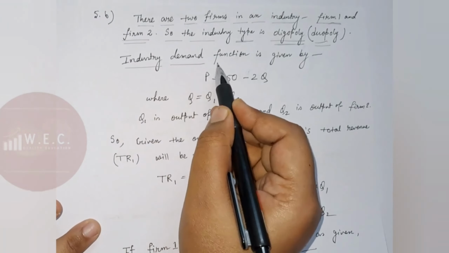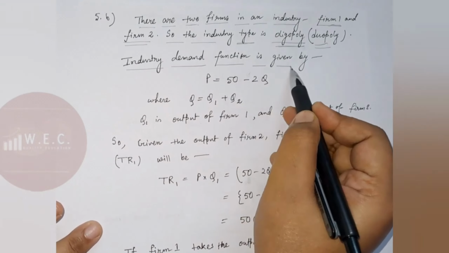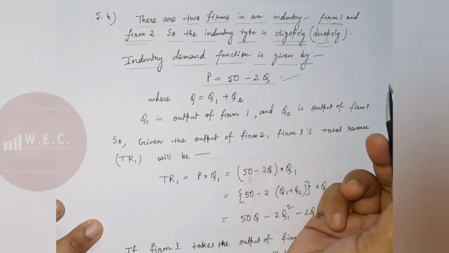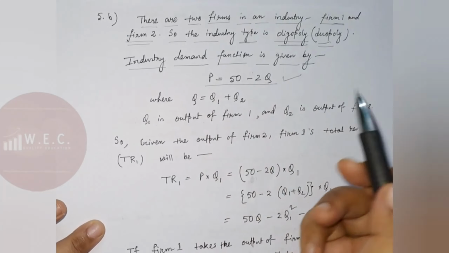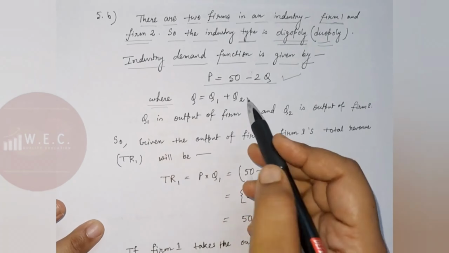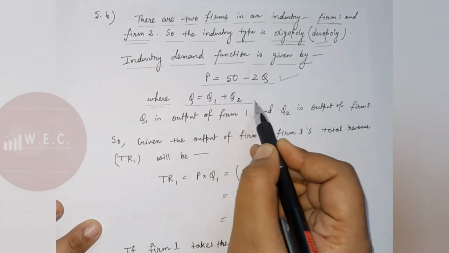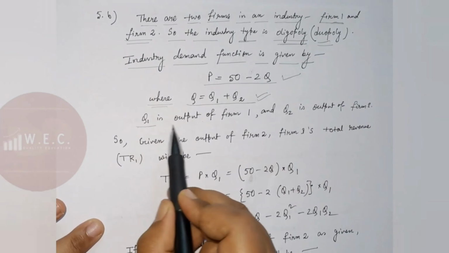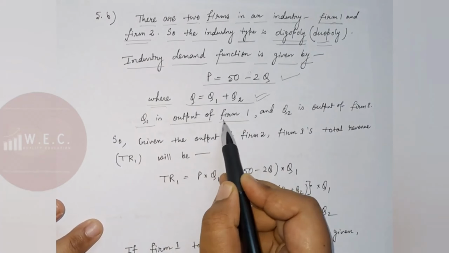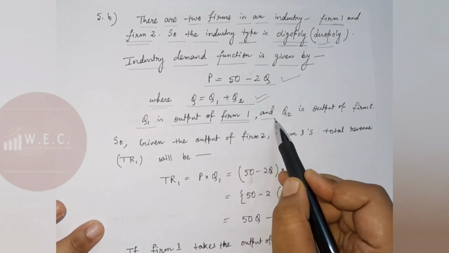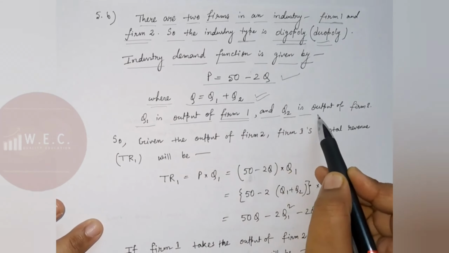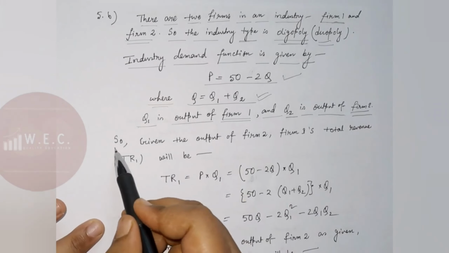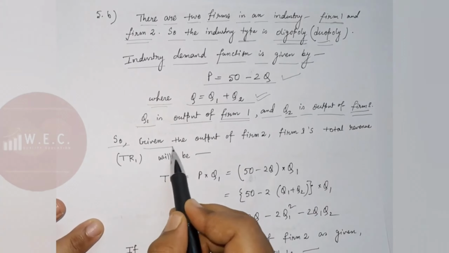Now the industry demand function that is given here is P equals 50 minus 2Q. The entire industry faces this demand function. Here Q equals Q1 plus Q2. Q1 is the output of firm 1 and Q2 is the output of firm 2. Total output, that is industry output, is Q, equal to Q1 plus Q2.